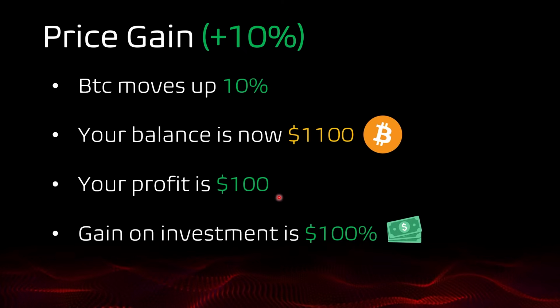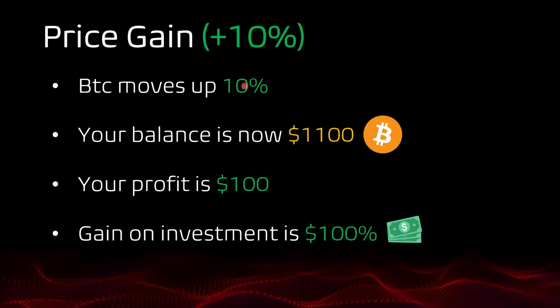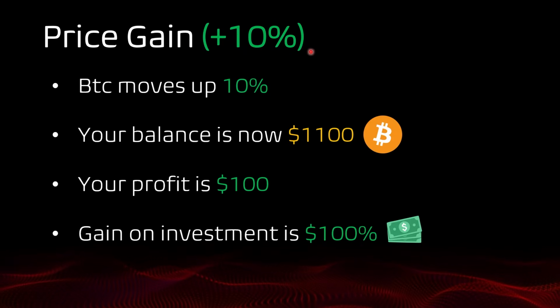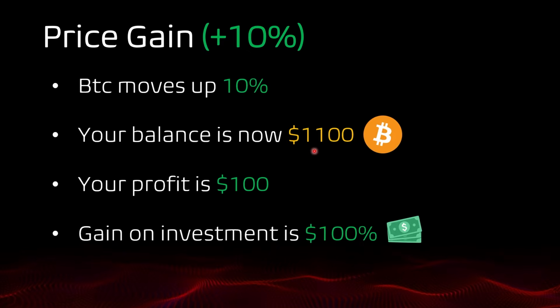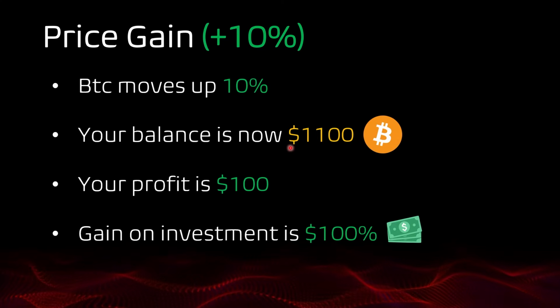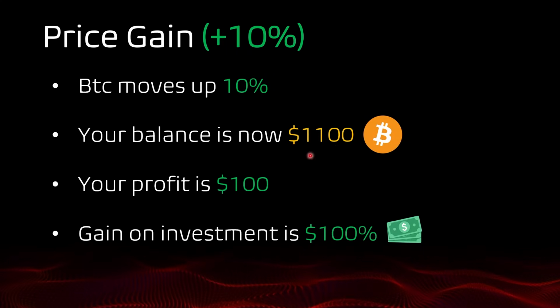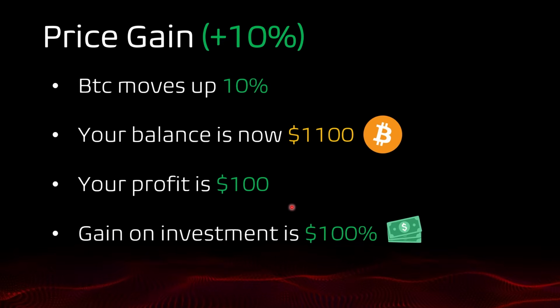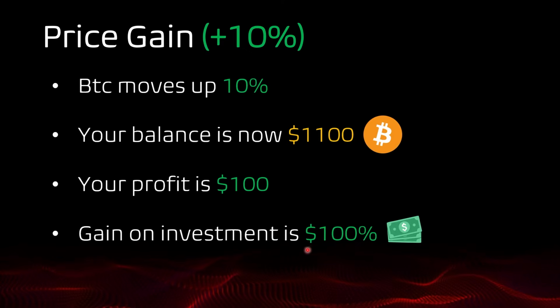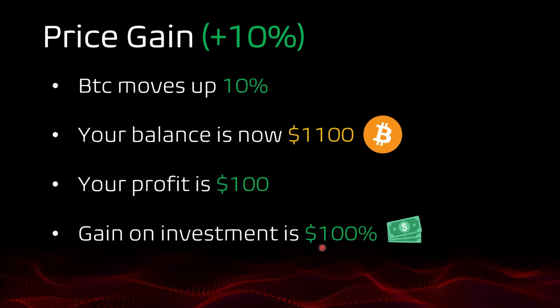But let's say things get a bit more crazy and they decide to improve. Let's say Bitcoin moves up 10%. If Bitcoin moves up 10%, your balance of Bitcoin, your virtual balance, will now be $1,100. And your profit is now going to be $100. That means on your initial $100, your return on investment is 100%. You've effectively doubled your money.